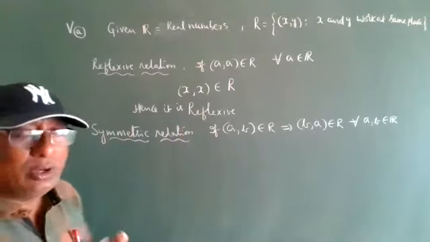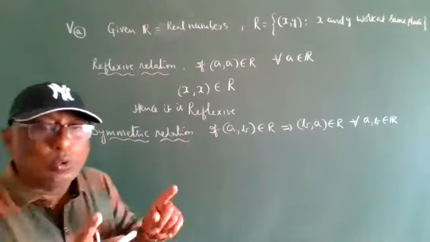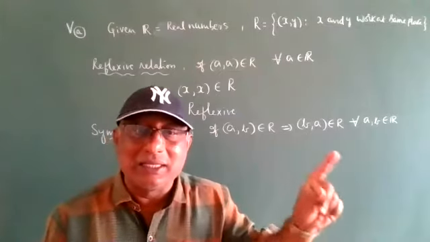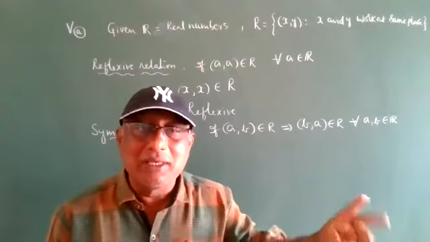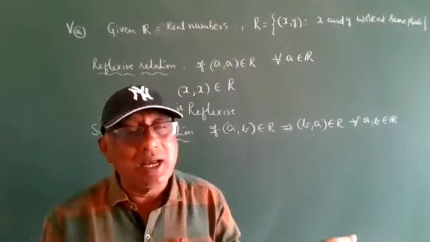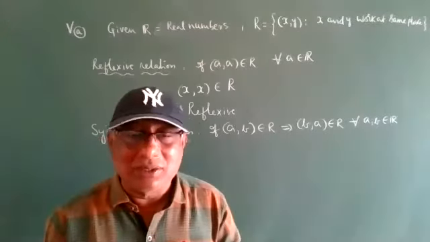Two persons sitting in the same place means the reverse order also holds. Rama and Krishna are sitting in the classroom; in reverse, I would say Krishna and Rama are sitting in the class. Both are the same. So if Rama and Krishna sit in the same class, in reverse Krishna and Rama also sit in the same place, correct?